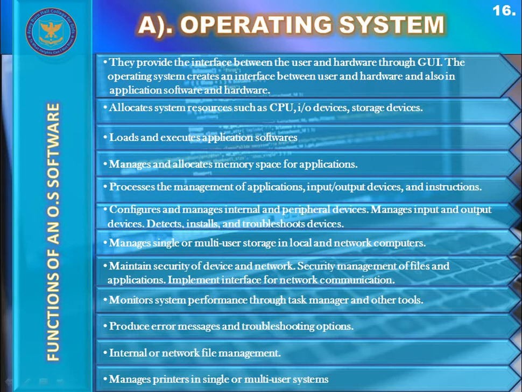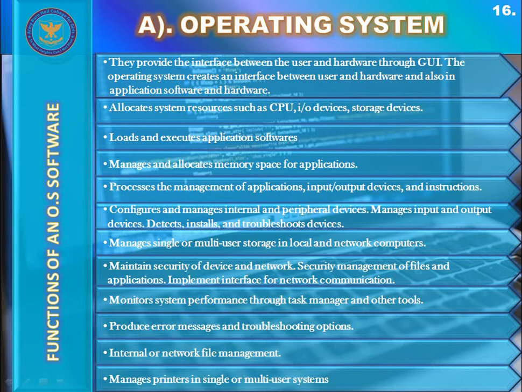So your operating system manages single or multi-user storage in local or network computers. It means it controls the networks. If your computer is connected inside a network, connected with some internet, your operating system is also managing the storage space if your computer is actually using some network. So if you are downloading some data from the internet, it is actually managing the space for that data.